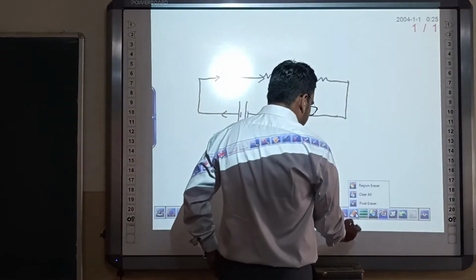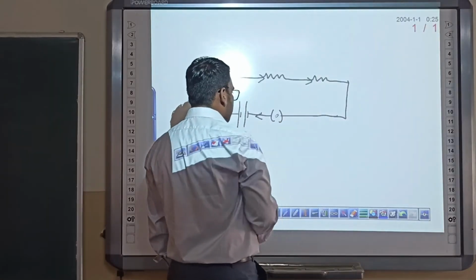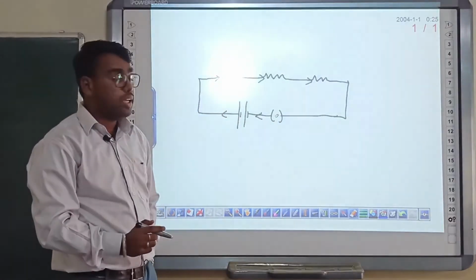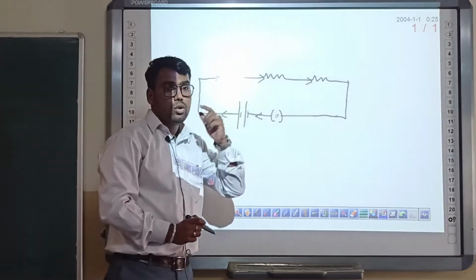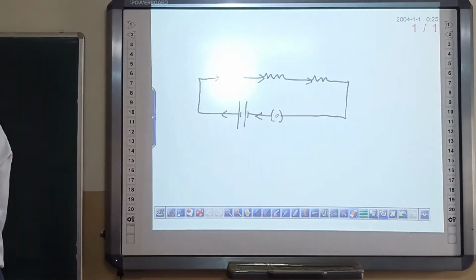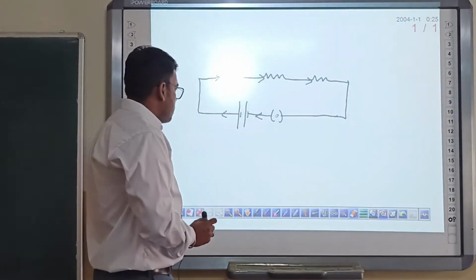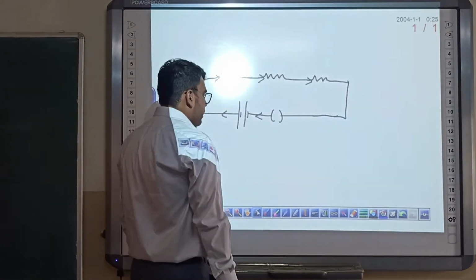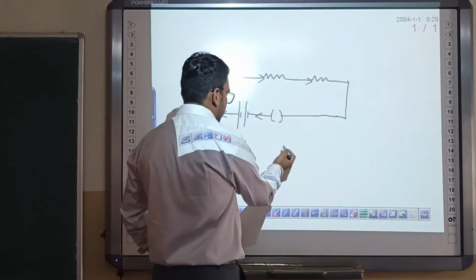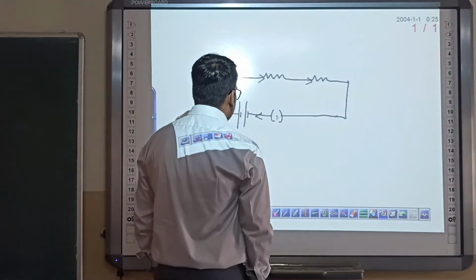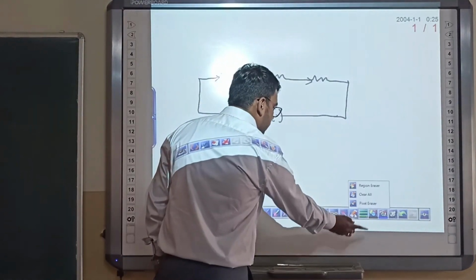Let us say if I switch off this, then all of the resistances, all of the electrical instruments will turn off. This is what we call connecting in series. That means we are operating every resistance, every electrical appliance with a single switch. This is called series. Okay, and now what about parallel?